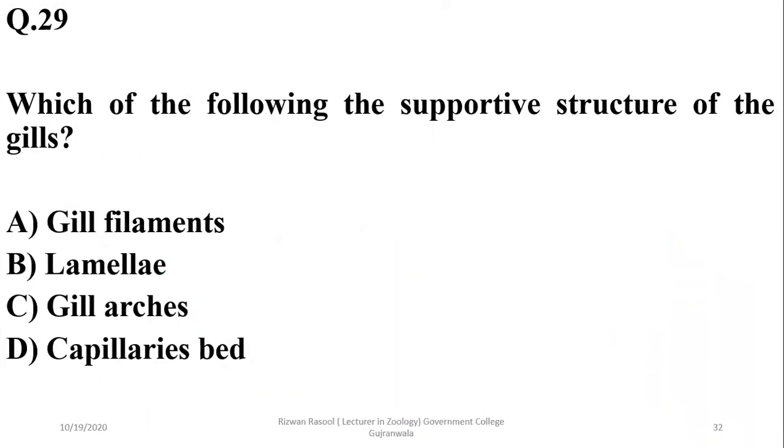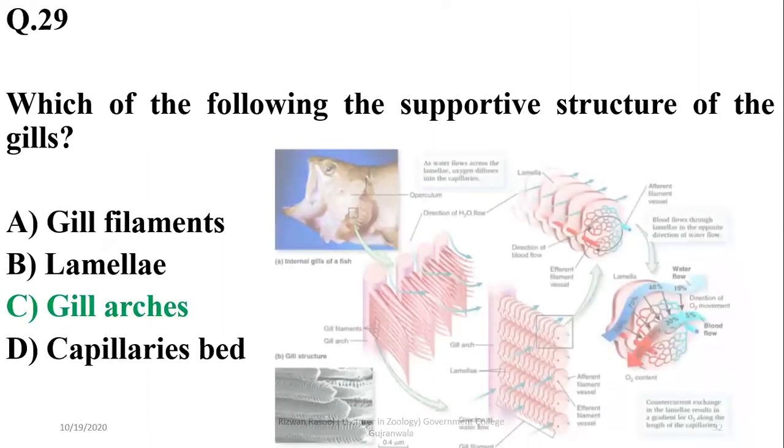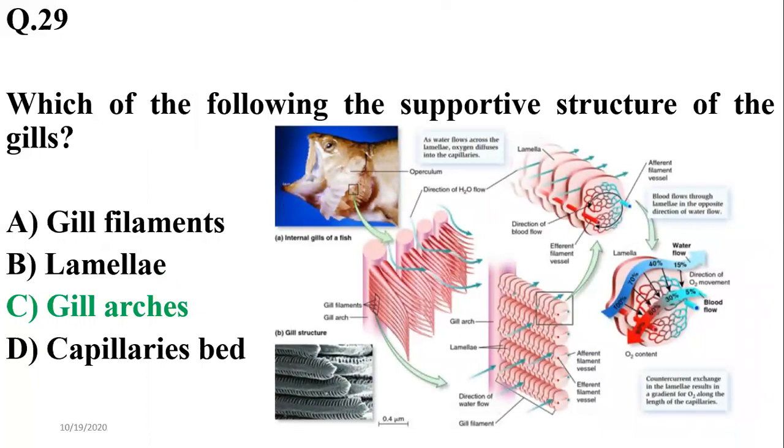Number 29, which of the following is the supportive structure of the gills? As you see the structure of gills, the gill arches are seen as the supportive axis in the gills. As you can see over here, the gill arch is the supporting structure of the gills, while gill filaments are the sites of a network of blood capillaries, which ultimately provide the surface area for exchange of gases.